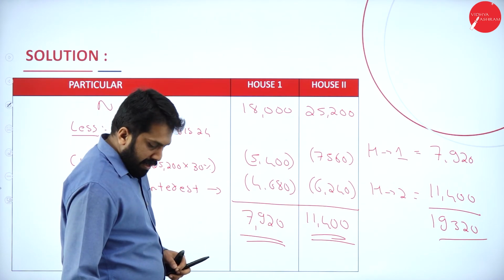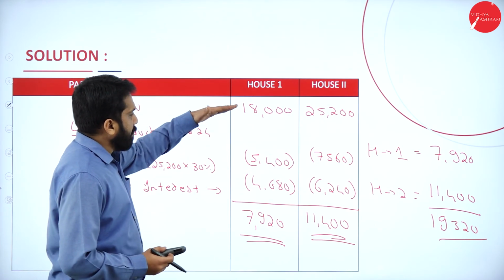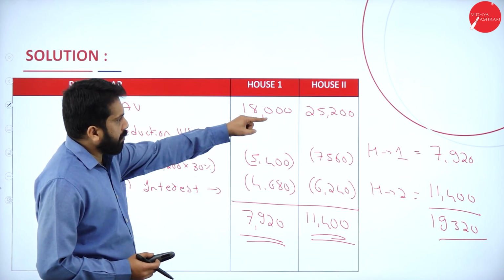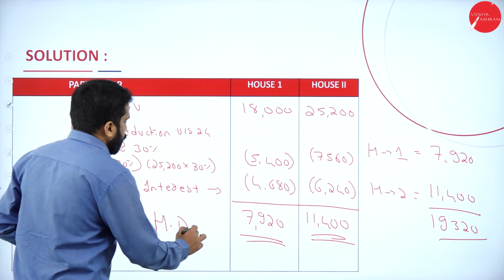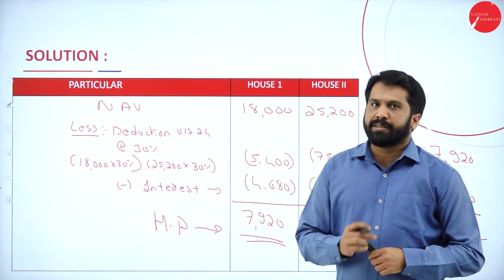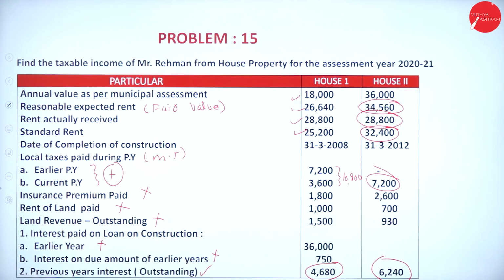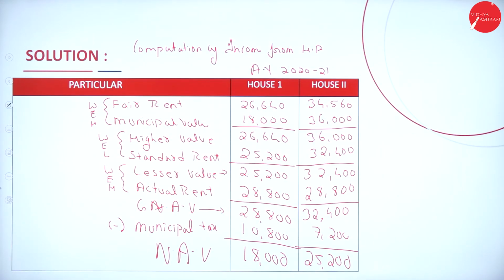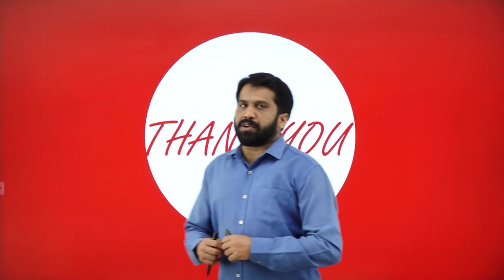I'll cross check once. 7,920 plus 11,400. Yes, 19,320 I got. From 18,000 I have deducted, from 25,200 I have deducted. These are your taxable income from house property. I'll go back to your slides so that you can take a screenshot. So this is your problem, the solution part 1 and your solution part 2. Your final answer is 19,320. So this is all about today's session.